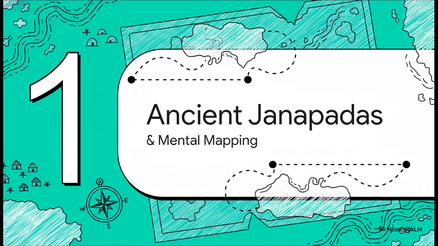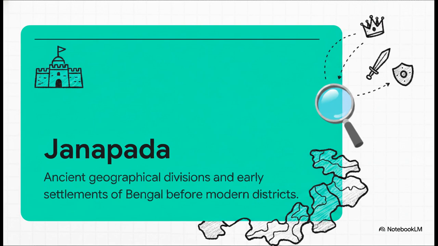All right, Section 1, Ancient Janapadas and Mental Mapping. To really understand ancient Bengal, you honestly have to just throw away the modern map. The land wasn't divided into the districts we know today. It was made up of Janapadas. These were the distinct ancient geographical divisions and early human settlements.